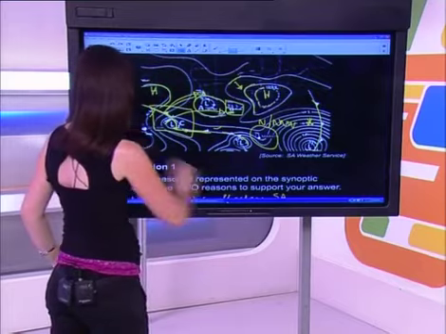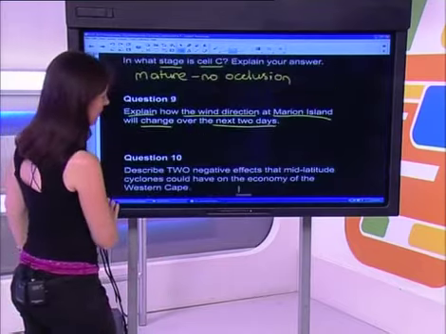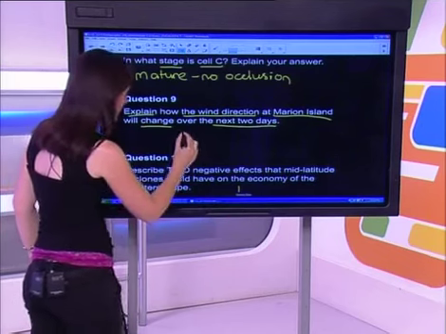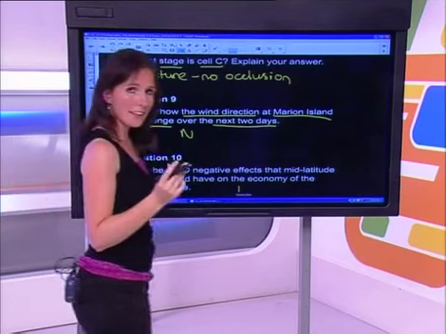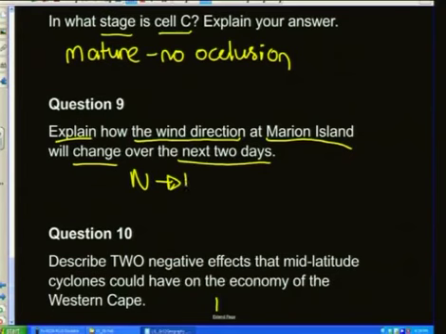Right, let's have a look. Almost there. So it's already at north. So if it's backing, it's going to change anti-clockwise. So it's going to become a northwesterly wind and then a westerly wind as that cold front sector passes over.